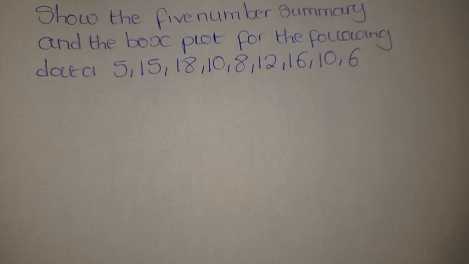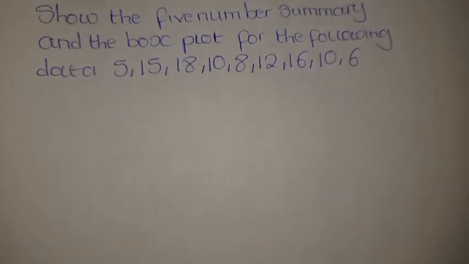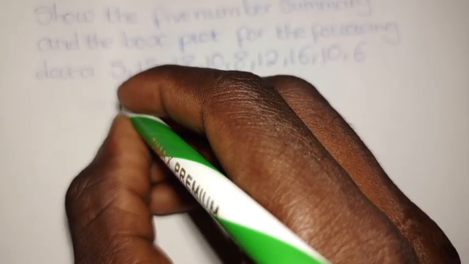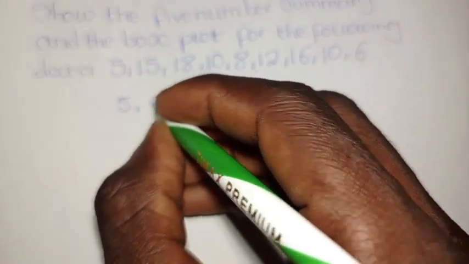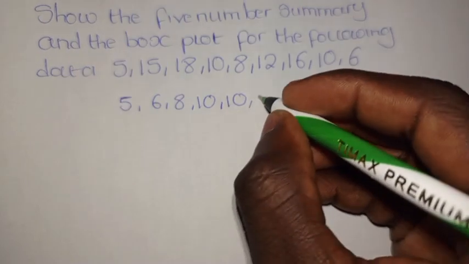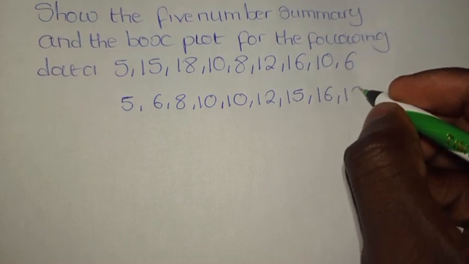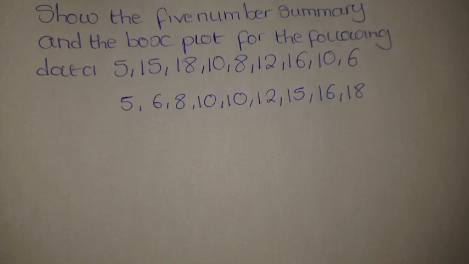The first thing that you do, you rearrange the numbers that you have been given in ascending order, starting from the smallest to the largest. If you were to rearrange these numbers in ascending order, we'll have 5, 6, 8, 10, 10, 12, 15, 16, together with 18. So these are the numbers that we have if we rearrange them in order.